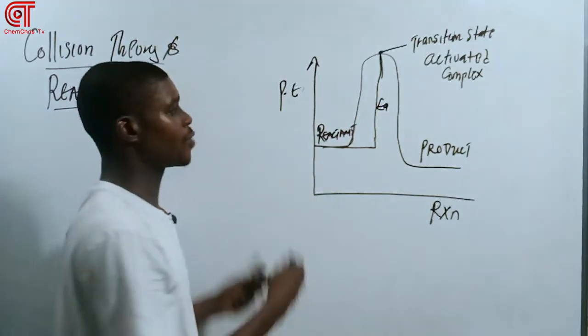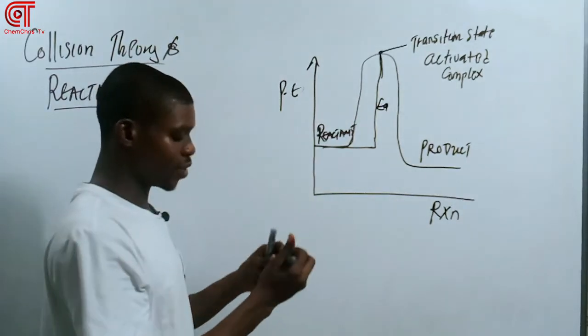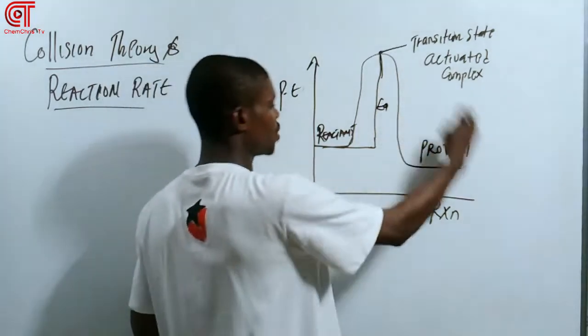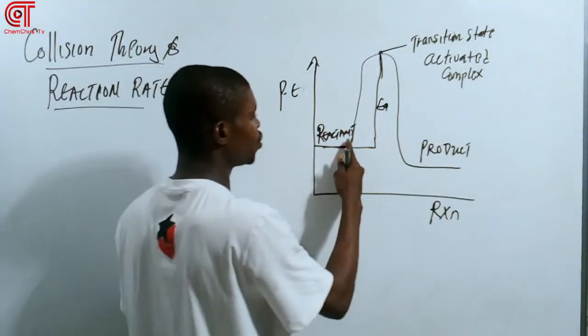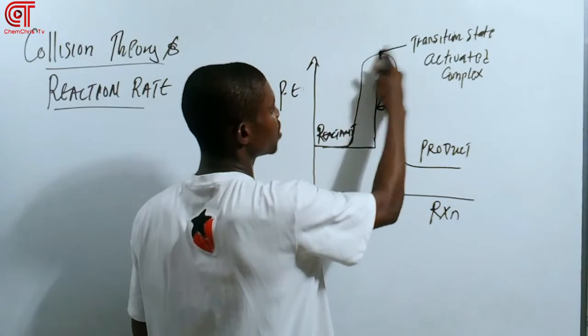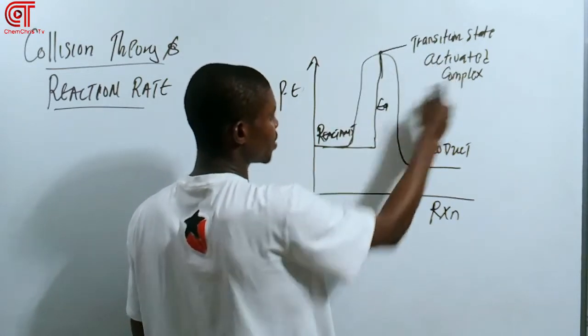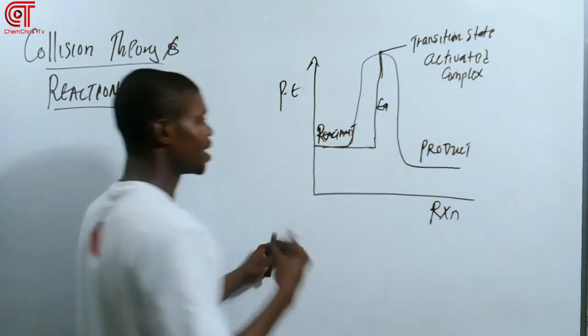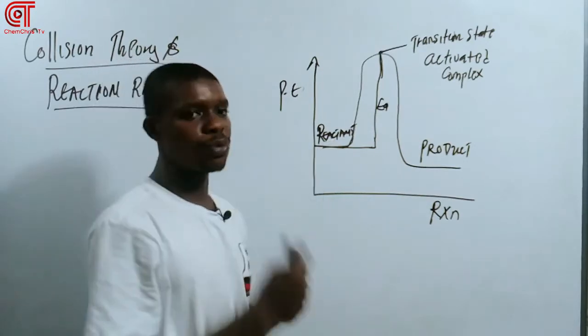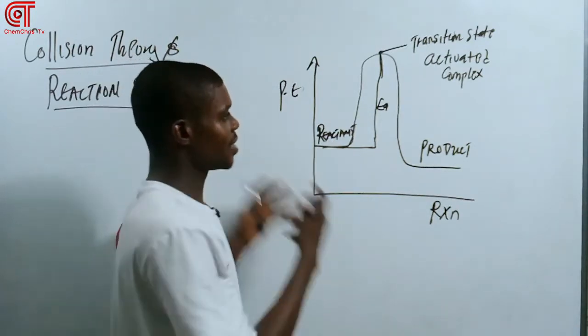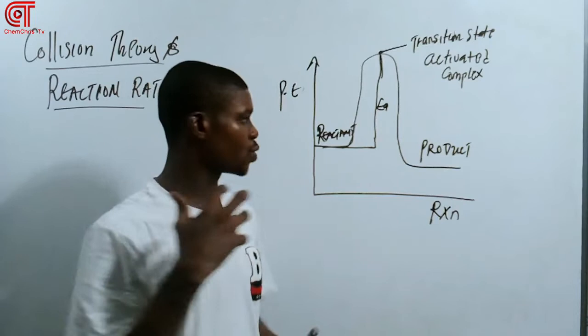Activation energy is the minimum amount of energy which the reactant must possess for a reaction to take place. So the energy you need to get to this threshold state, the activated complex, is called the activation energy. If the reactant does not possess enough activation energy, there is no way the reaction will occur.